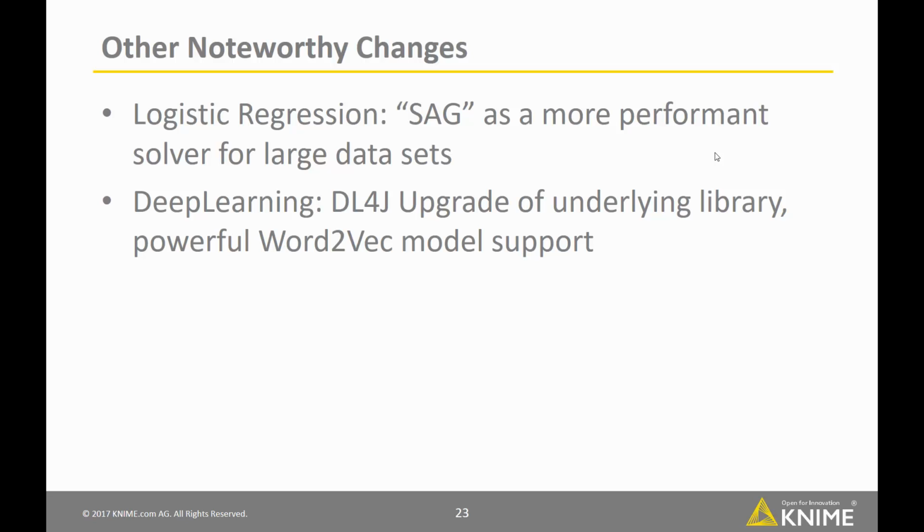On the deep learning front, we have upgraded the Deeplearning4J version, and this now comes also with very powerful word-to-vec model support that, for instance, also allows you to read external word-to-vec models if you wanted to do text processing by using, for instance, word vector models that have been trained by Google, etc.